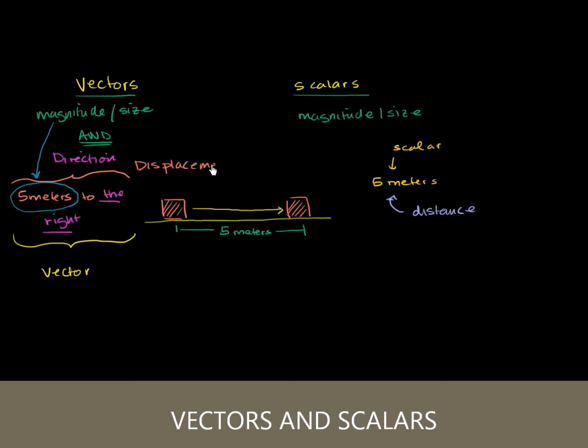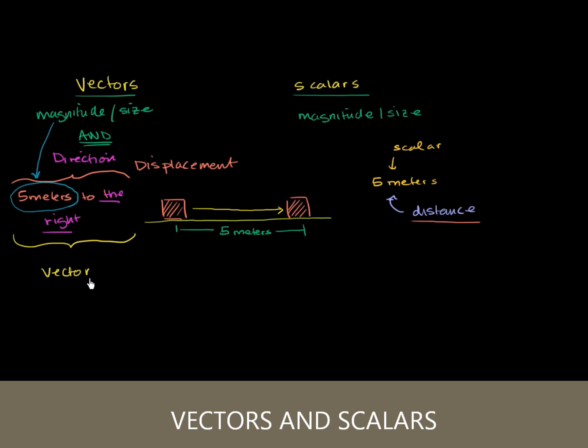Displacement. So the correct thing to say is that this brick has been displaced 5 meters to the right, or it has been moved a distance of 5 meters. Distance is a scalar quantity. I didn't tell you what direction we moved it in. Displacement is a vector quantity. We told you that it is to the right.